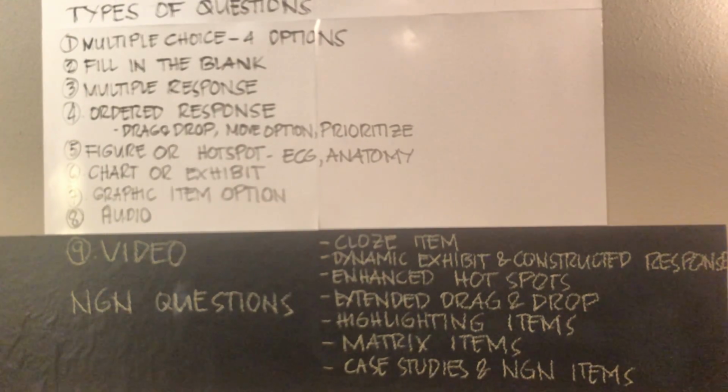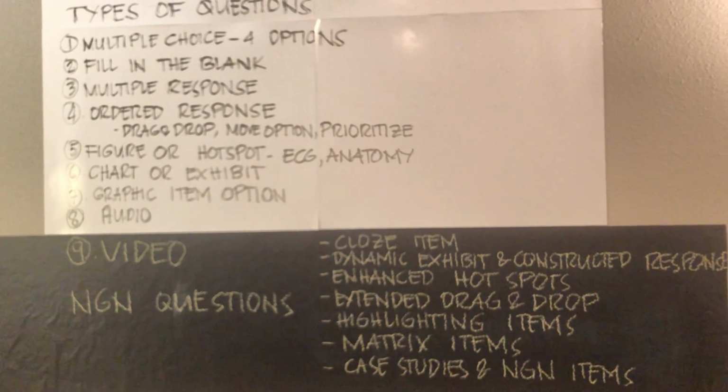Number 7, graphic item option questions. The option selections will be pictures rather than text. You will need to use the computer mouse to click on the option that represents your answer choice.